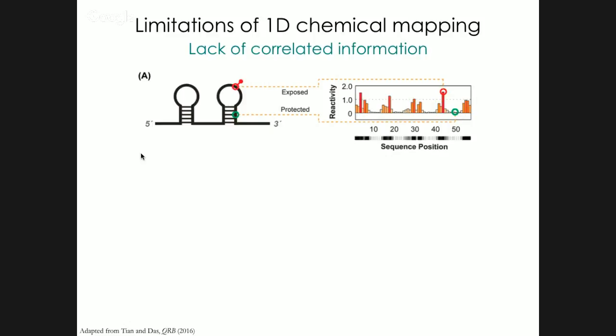However, there are limitations to what we call one-dimensional chemical mapping. For example, in a given reactivity profile, we can see that some residues are protected while others are exposed in the green and the red circles, but we can't necessarily pinpoint which residue a given protected nucleotide is base paired with. For example, this residue circled in green could be forming this magenta base pair, or it could be forming alternatively this green base pair, which would suggest an alternative secondary structure.